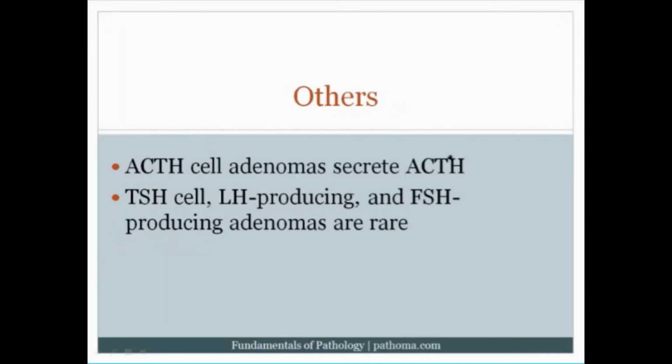Other types of functional adenoma include ACTH cell adenomas. They would secrete ACTH, resulting in Cushing's syndrome. We'll cover this in more detail when we talk about Cushing's syndrome in a later section in this chapter. Of course, there can be a TSH cell adenoma, an LH-producing adenoma, and an FSH-producing adenoma. However, these are rare, and so we won't go into more detail here.